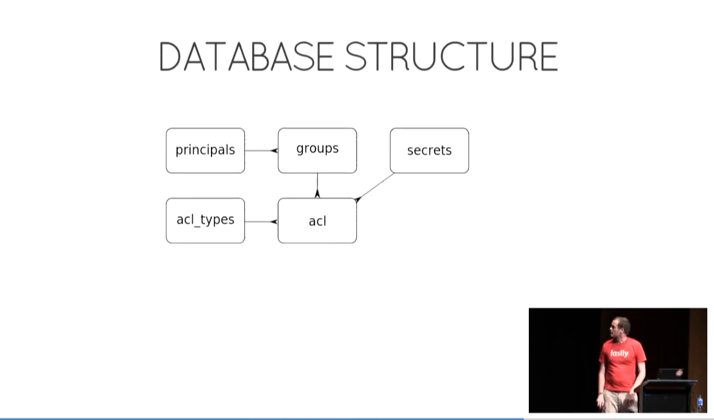The database structure is pretty trivial. We have a set of principals, or clients, or users, or what you want to call them. They are members of groups. Groups can be granted access to something through an ACL. And secrets are connected to ACLs. There is also a field here called ACL types, so that you can give people write access without giving them read access, or the other way around, or you can give them both.